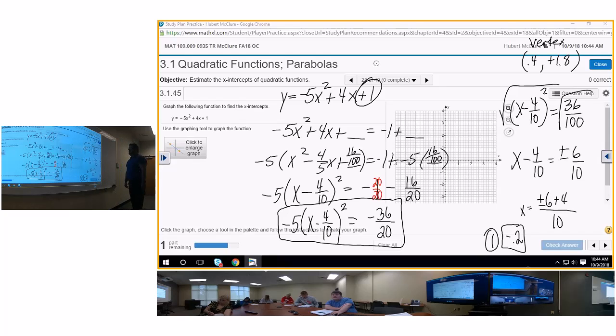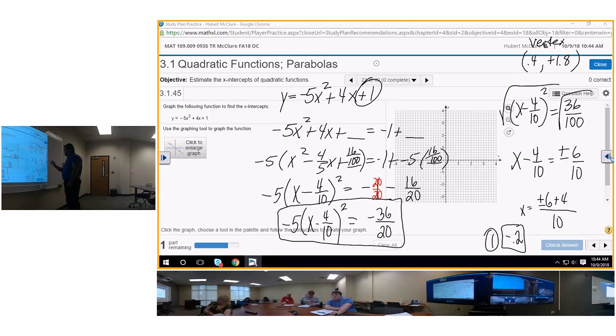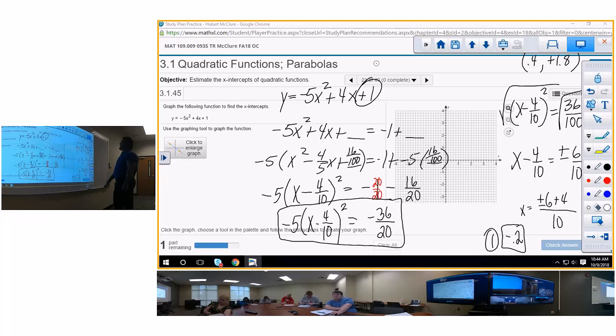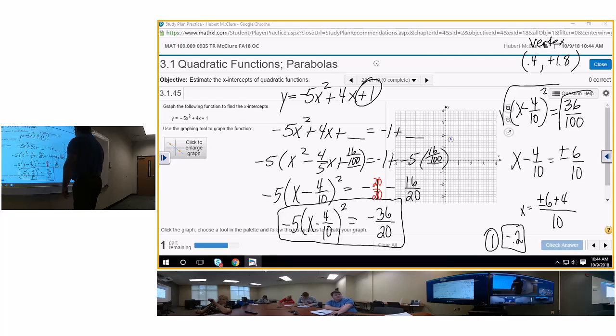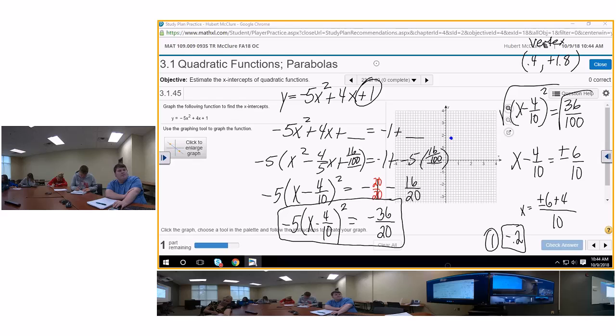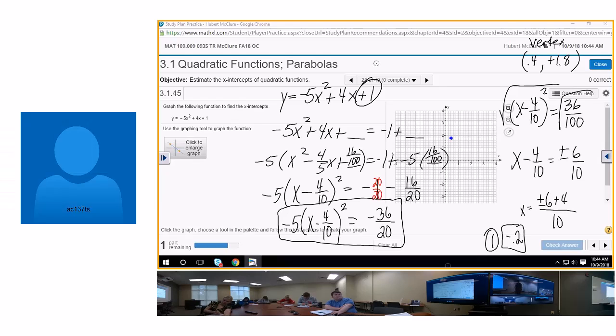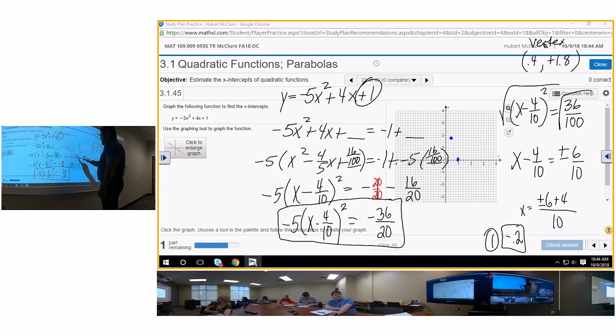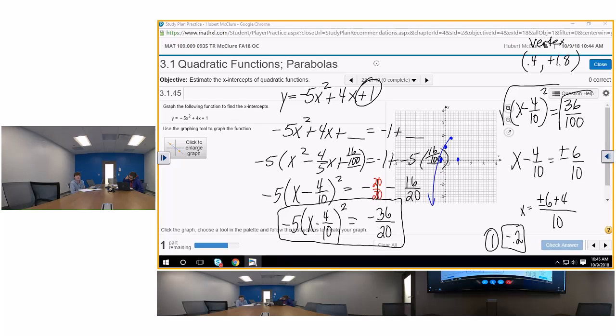So let's see what the graph looks like. I'm gonna do it in blue. So we got a 0.4. So 2, 4, 6, 8, 10. 0.4 be right there, and 1.8 be right in there. 1 and negative 0.2. And what's the y-intercept? 1. Yep. And that's what it looks like.